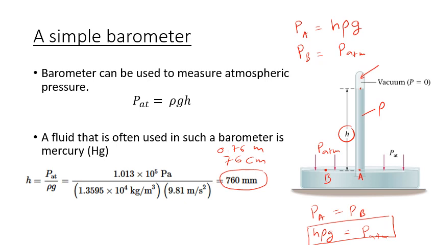So if you convert this atmospheric pressure, it is 1.01 times 10 to the power 5 Pascal. This is the normal atmospheric pressure, and that is equivalent to a 760 millimeter height of the mercury column.